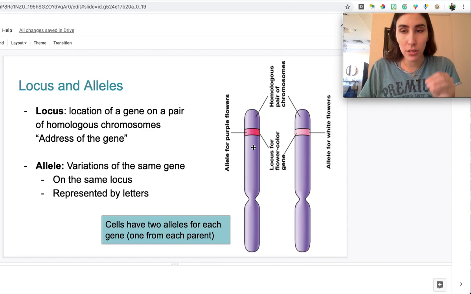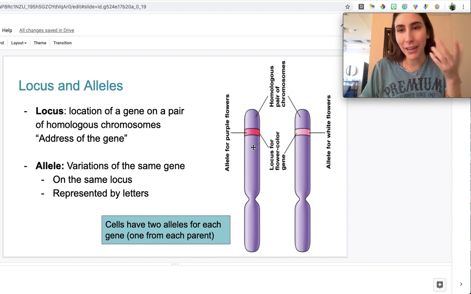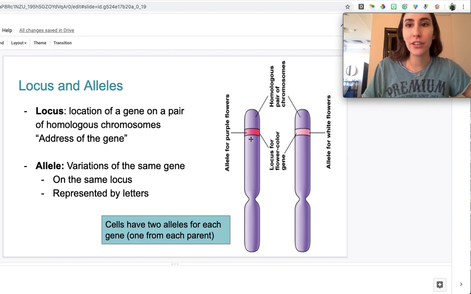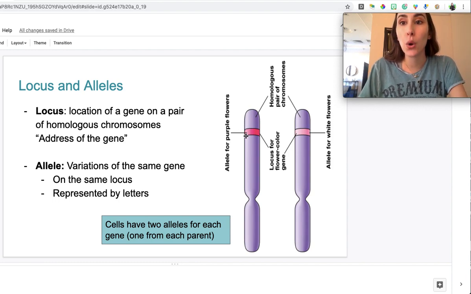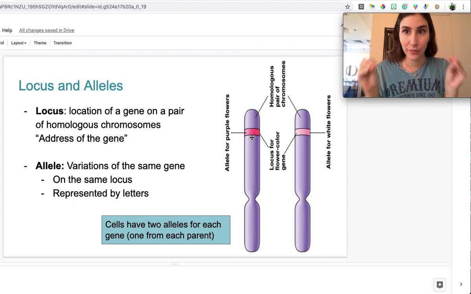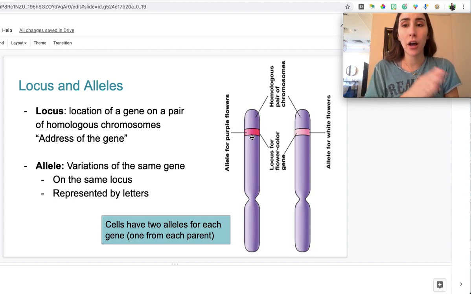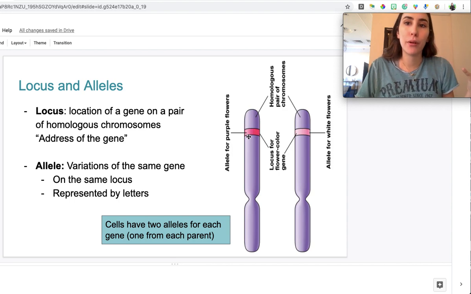On both of these homologous chromosomes, you will find many genes, but you will find a specific gene located at a specific location or address known as a locus. So a locus is essentially the address of a specific gene on a homologous chromosome. So on mom's chromosome, this would be the address for, for example, eye color.